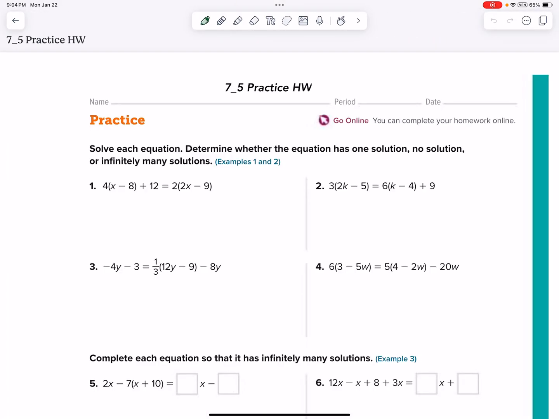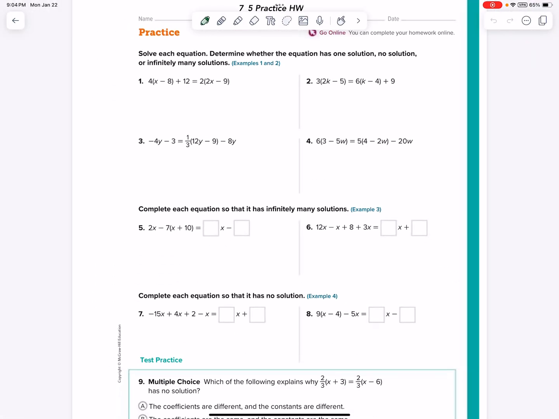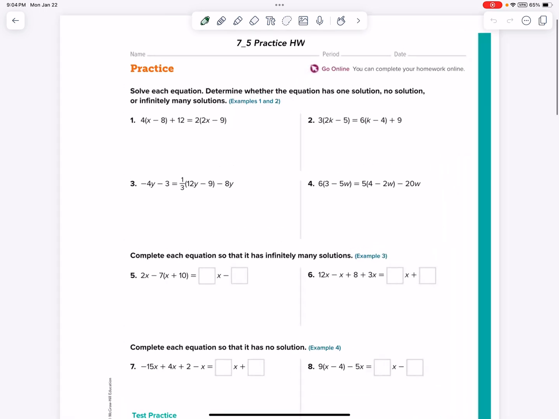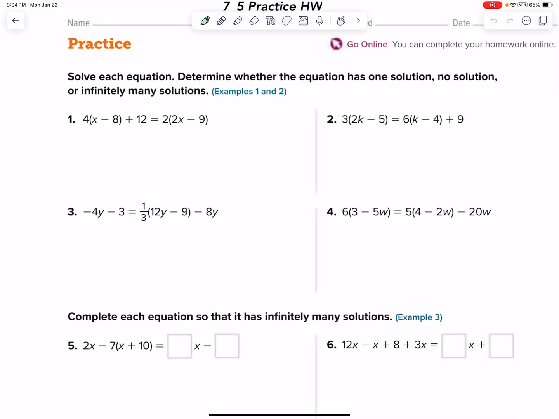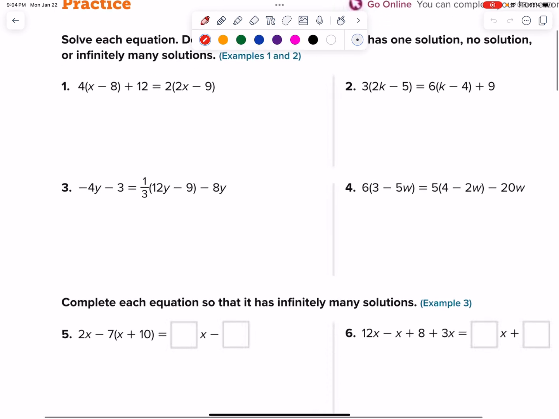It's just one page today to get this practiced. So it says solve each equation, determine whether the equation has one solution, no solution, or infinite. And you are going to want to bounce back to your notes frequently to take a look at that. Okay, so let's just do a couple together as a refresher of what you're doing here.